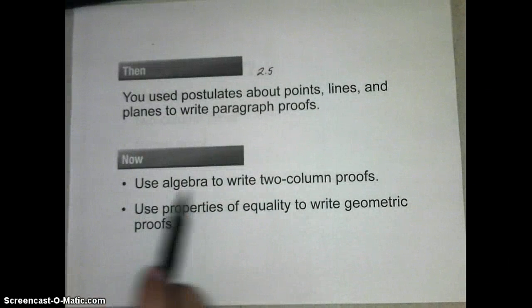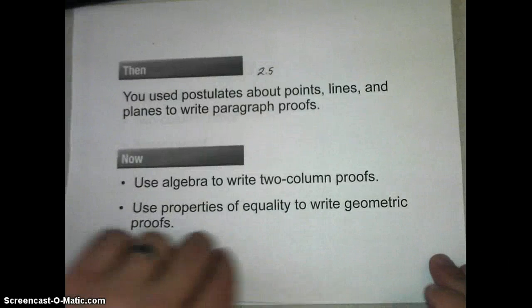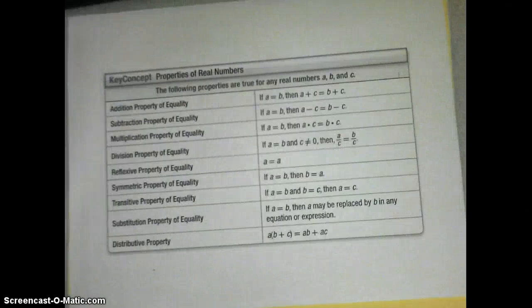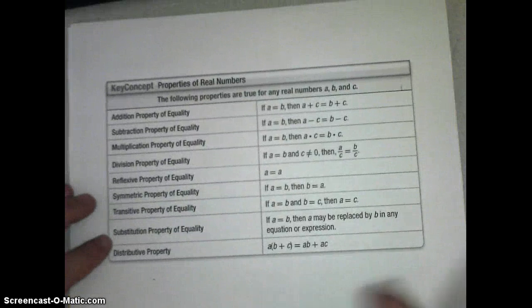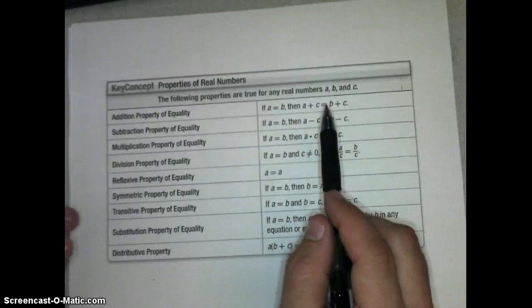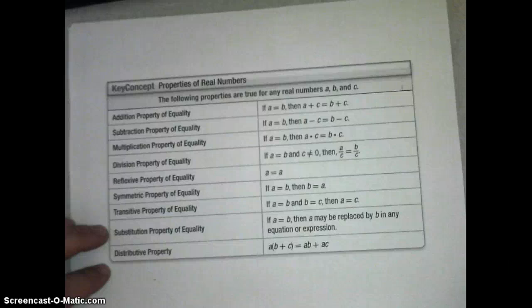We're going to use algebra to write what we call two-column proofs. We're going to use properties of equality to write geometric proofs also. Your vocab includes these words: algebraic proof, two-column proof, and formal proof. And then we have the following chart in your note packet. Now, you have not filled these in yet, but I want to show you something specific about how we write these things in our vocab notebook and how we put them in the notes.